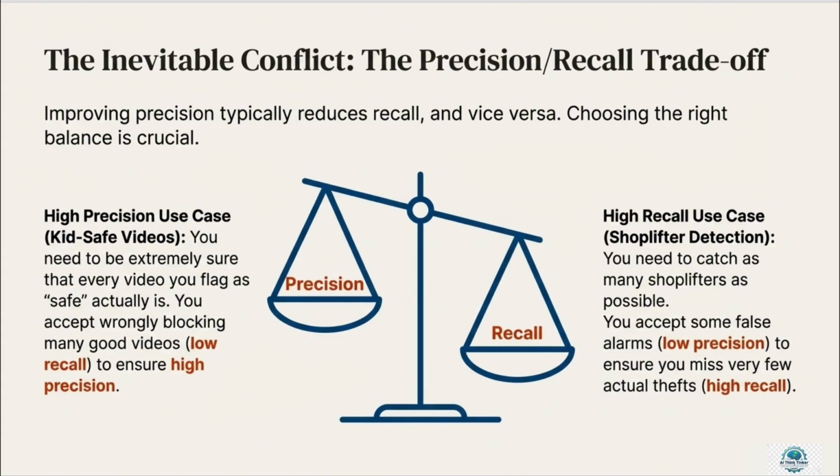Imagine you're filtering videos for children, safe versus unsafe. You need high precision. You simply cannot allow a bad video to slip through. You don't mind blocking some safe cartoons, low recall, as long as everything that gets through is definitely safe. On the converse side, imagine detecting shoplifters. You want high recall. You want to catch every thief. If the security guard checks a few innocent people with a low precision, it's annoying, but it's better than letting the thieves walk away. You must choose the right balance based on the cost of your errors.